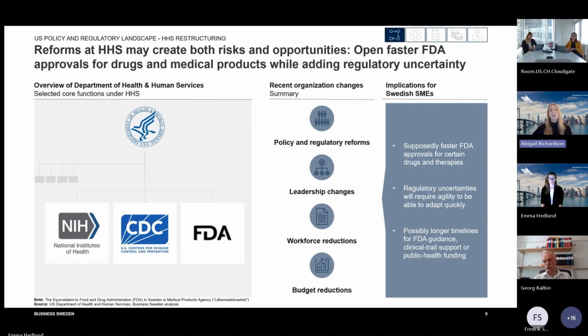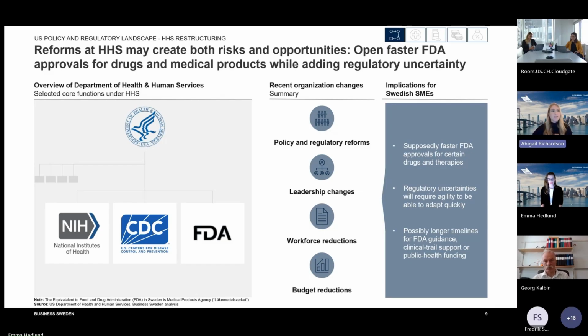So they want to make it faster and more efficient. We're especially seeing that they want it to be faster for a few key areas: oncology being one, rare disease being another, and any kind of breakthrough therapy is another one that they've stated is very important and they want to streamline a bit quicker. So very positive for Swedish firms that are in this space that have innovative products, because we're expecting that there will be some momentum to get these through quicker.